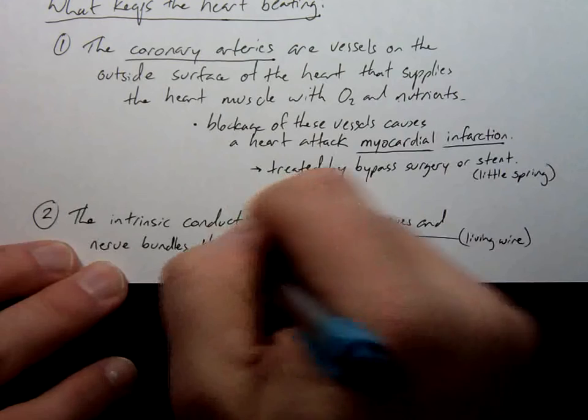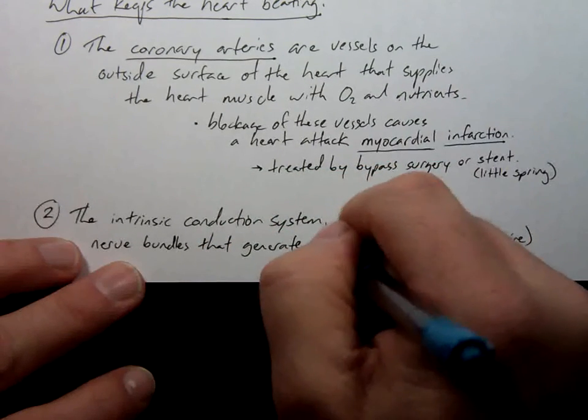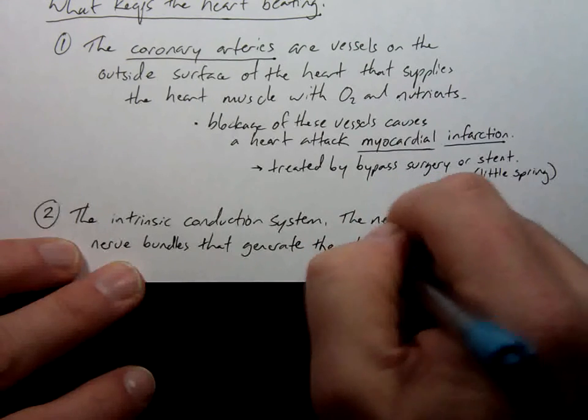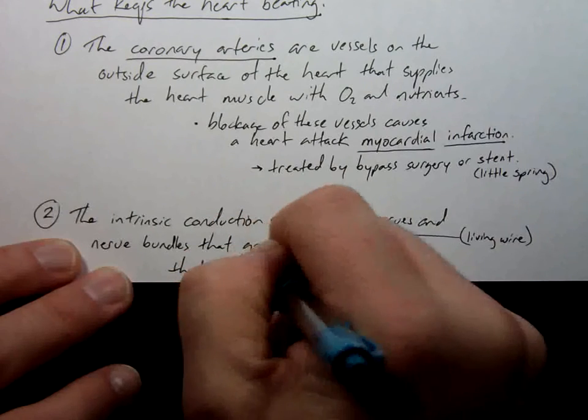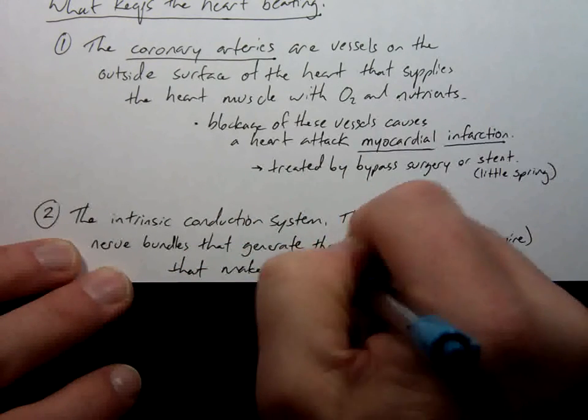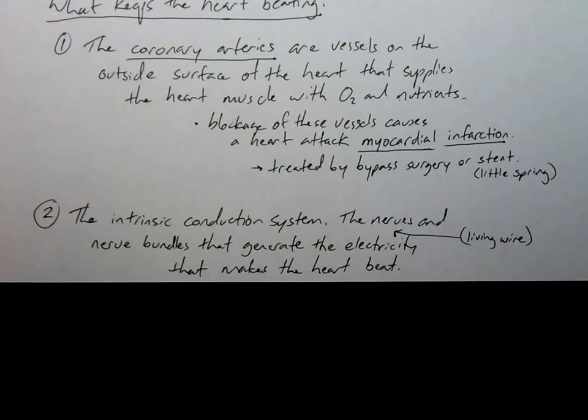That generate the electricity that makes the heartbeat. Remember, for the cranberries to be released, what has to hit the castle? Lightning has to strike the castle. This is the lightning that strikes the castle of the heart. Okay? Okay. Offset just a little bit.